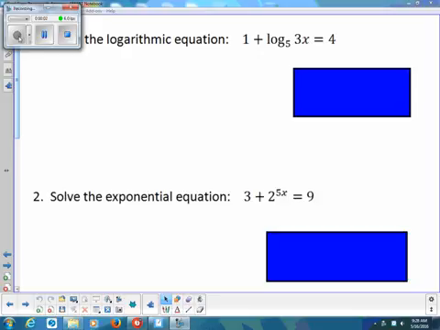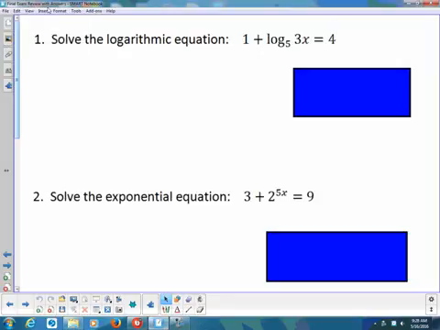Okay, hi everybody. This is the beginning of our final exam review. We're looking at number 1 on your review packet. So what should be our first step in solving for x here? What should we do first? Alexis?